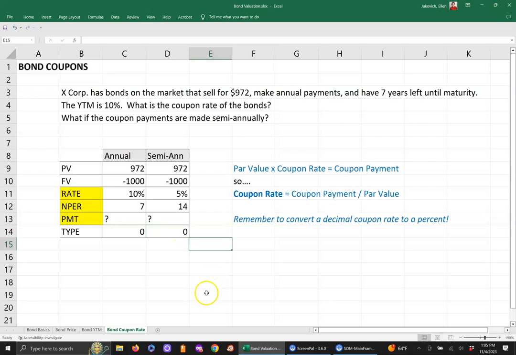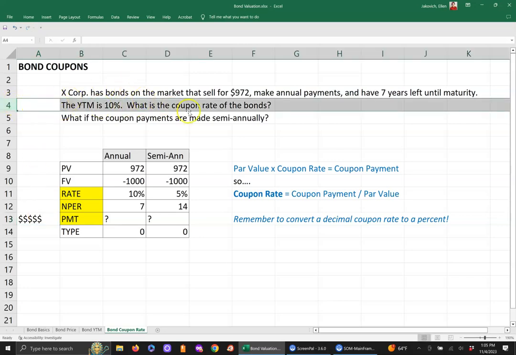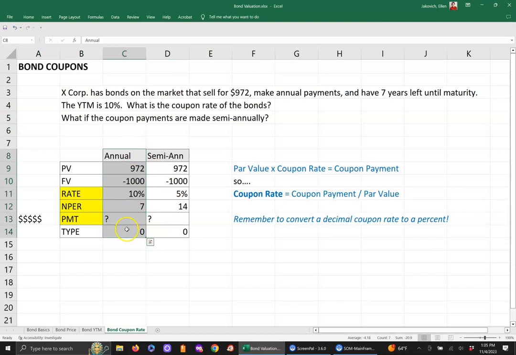So we're going to solve for payment, but just like with bond yield to maturity, it gets a little tricky because remember, payment comes in dollar form. But what does this problem ask us for? Coupon rate. Rate is a percent. So we have to convert our dollar answer to percent once we're done. And if it's semi-annual, we've got that little trick of having to double it also. So here we go. Let's do the annual one first.